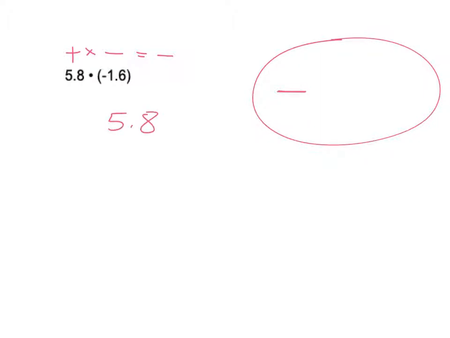Multiplying decimals, we need to make sure we're being careful with this rule as well. 5.8 times negative 1.6. We have a positive times a negative. I know my answer is going to be negative. So if I think about my answer, it's going to be a negative number. Then I just multiply how I always would. 5.8 times 1.6.